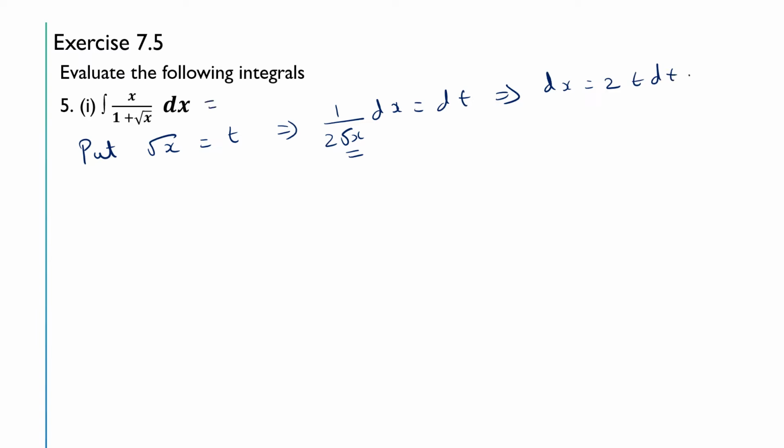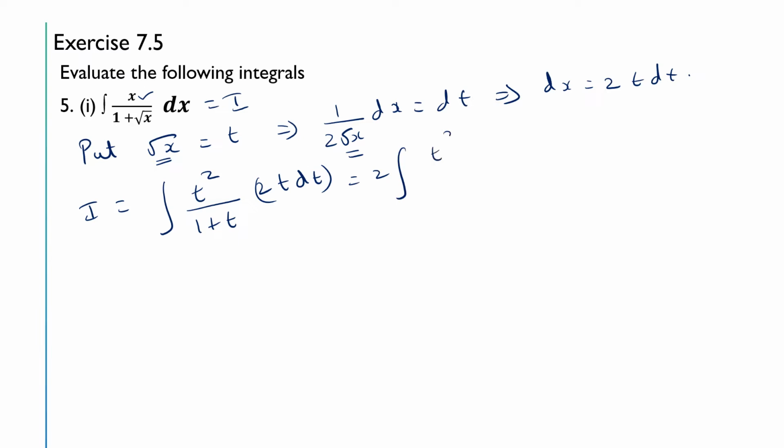Let us take the given integral as equal to I. So I will be equal to integral, numerator we have x. We have taken root x as t, so x will be t square divided by 1 plus t into dx is 2t dt. So this is equal to 2 integral t cube divided by 1 plus t dt.